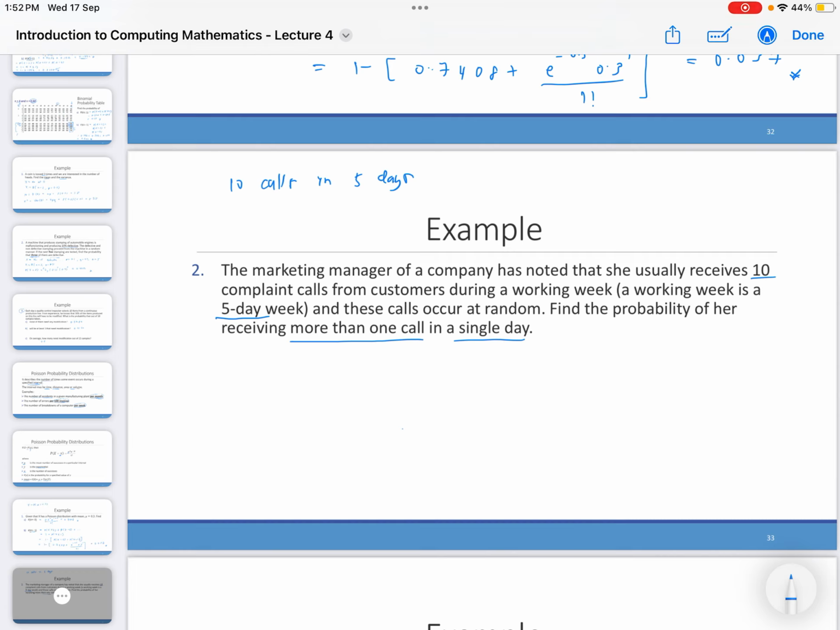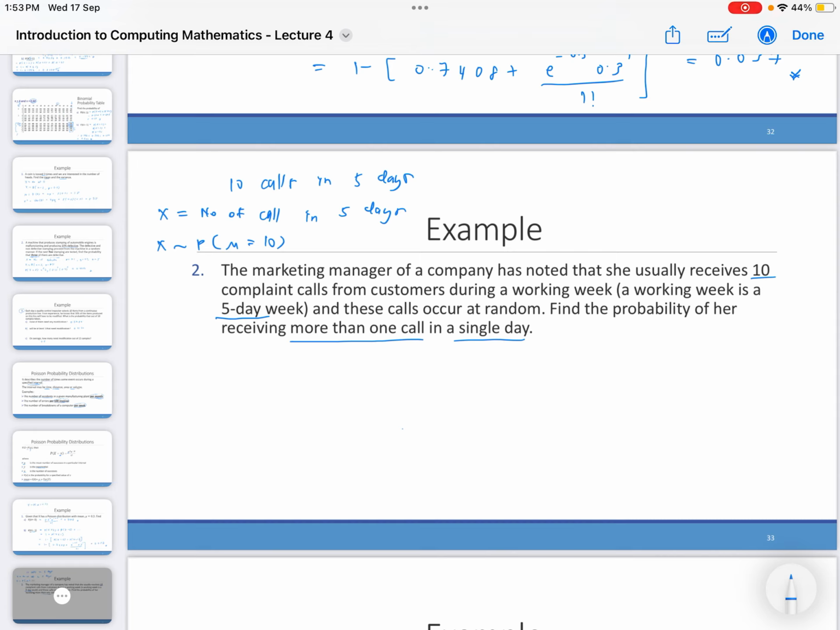Okay, let's say this one. We say X is the number of calls in 5 days. On average she received 10 complaint calls in 5 days. So we can say X is a Poisson distribution where the mean equals 10.